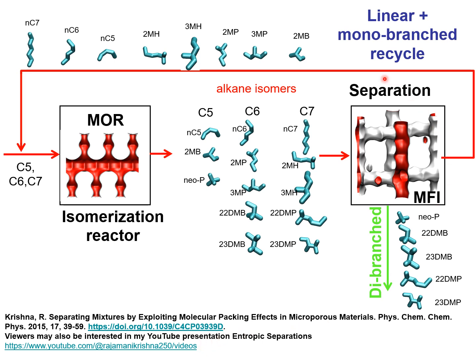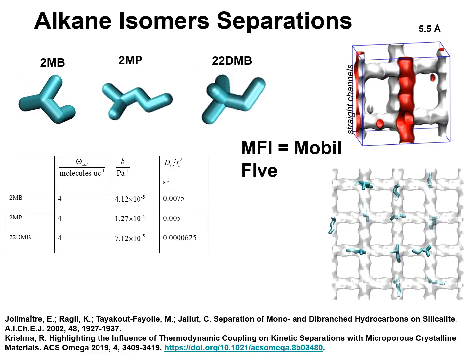I focus now on the separation with MFI adsorbent. MFI zeolite is a suitable adsorbent for separating alkane isomers. MFI stands for Mobil 5. It has a set of intersecting channels of 5.5 angstrom. These are the straight channels, and in this direction we have the zigzag channels. These channels intersect at these locations, and there are 4 intersection sites per unit cell.